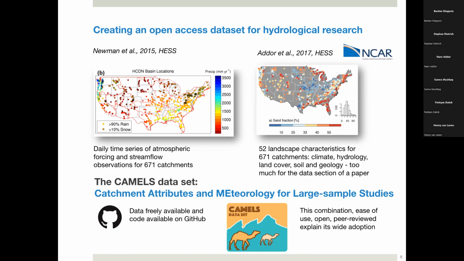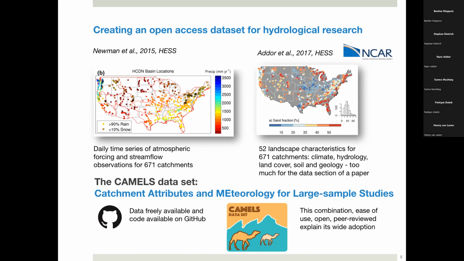But if your goal is to gain understanding into catchment behavior, then you need to know more about the catchments. What is the climate like? What is the hydrology like? What is the land cover like? What is the soil like? What is the geology like? And this is what I spend a lot of my time at NCAR doing, and it is to actually collate information from different source datasets to characterize the landscape of these 671 catchments.